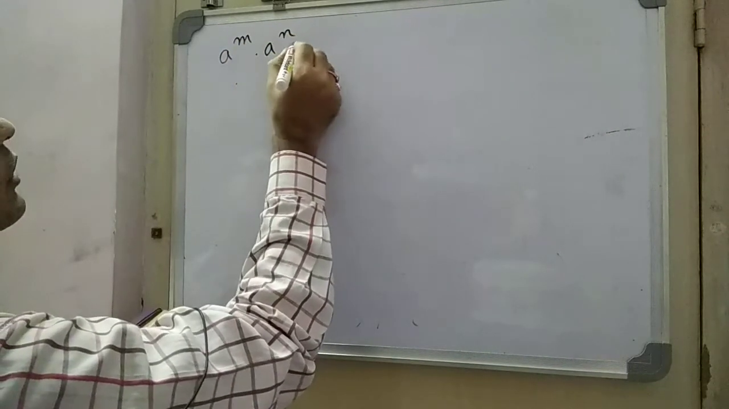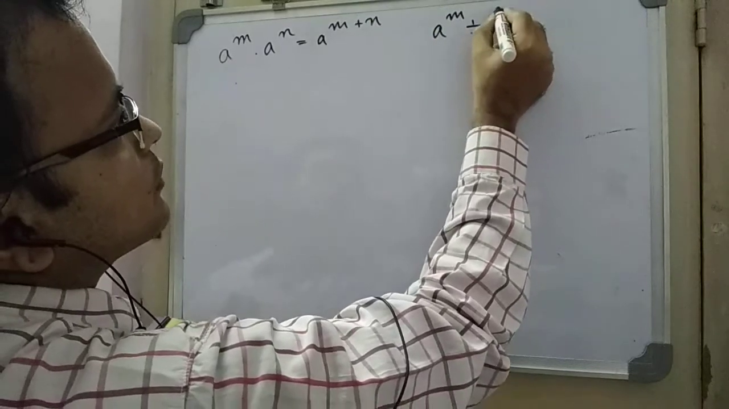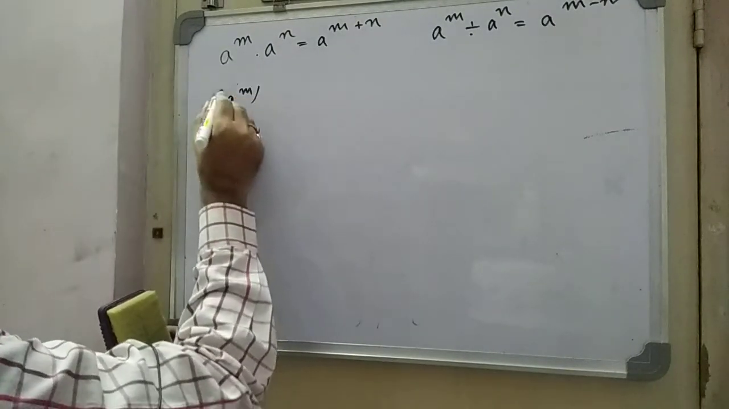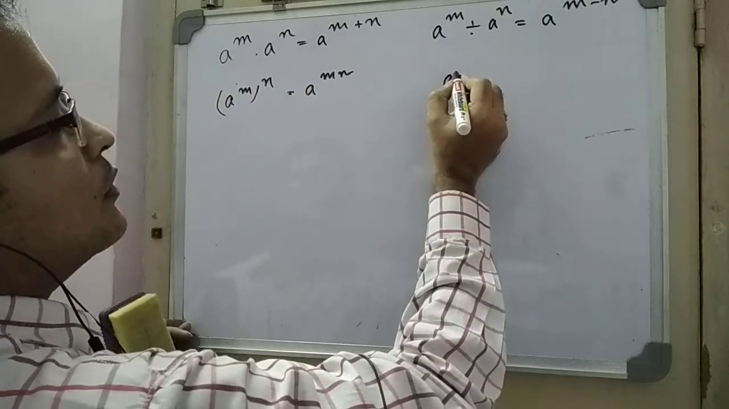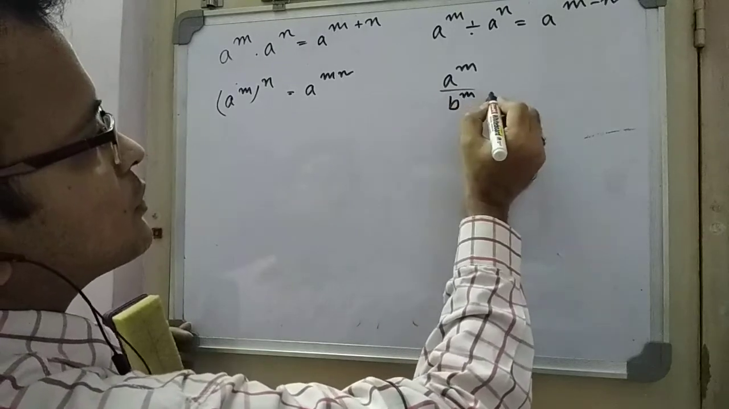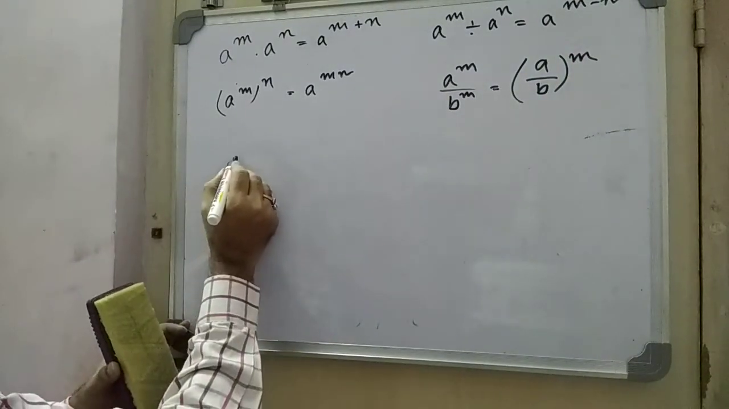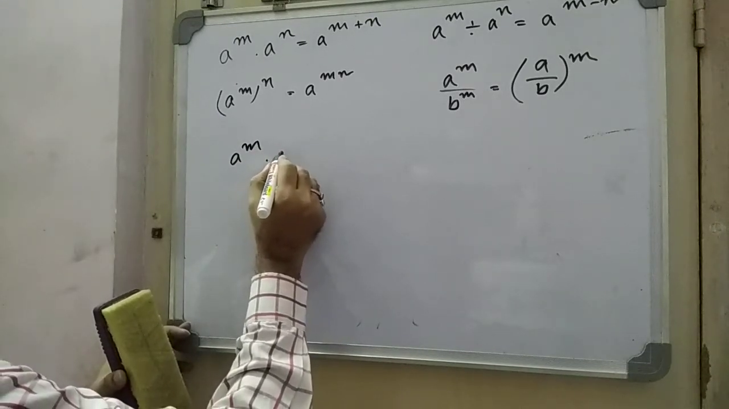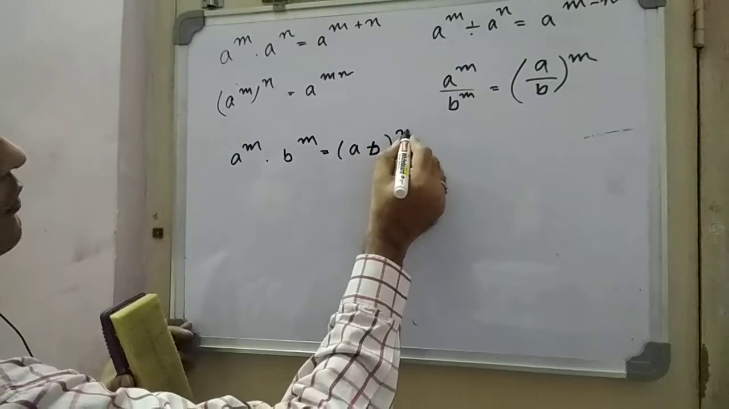laws: a to the power m into a to the power n equal to a to the power m plus n; a to the power m divided by a to the power n equal to a to the power m minus n; then a to the power m whole n equal to a to the power mn; then a to the power m divided by b to the power m equals to a by b whole to the power m; a to the power m into b to the power m equal to ab whole to the power m.